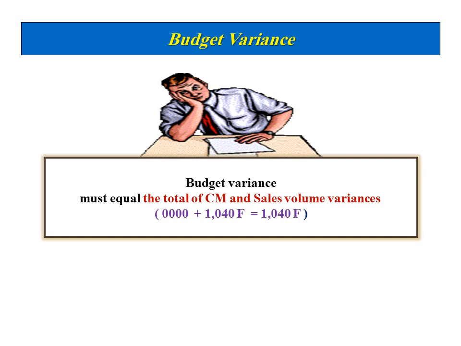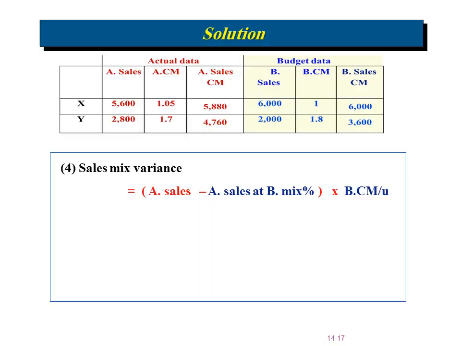In the third level, we analyze volume variance. Again, we analyze volume variance to what? The first one is mix variance. How to calculate mix variance? I need actual sales minus actual sales at budgeted mix percentage times budgeted contribution margin. Again, budgeted contribution margin per unit.